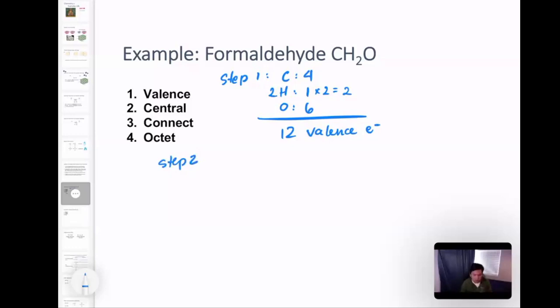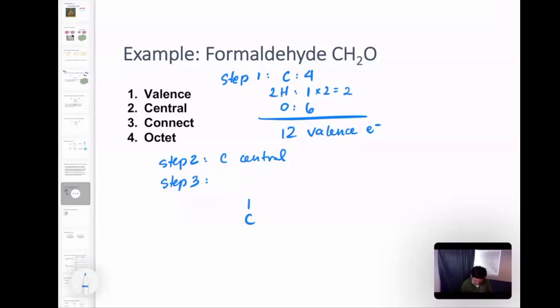Step 2, we have to decide what is the central atom. Remember, the first rule was that if it's a carbon, it's going to be your central atom, right? So carbon is central, and everyone else is going to be connected to carbon. Step 3 is to connect them. So we have carbon connected to 2 hydrogens, and you can connect them in any way you want. You don't have to draw hydrogens like this. You can draw hydrogens on the sides. It doesn't matter. And then there was an oxygen, no? Yes. So we have 3 things connected to it.